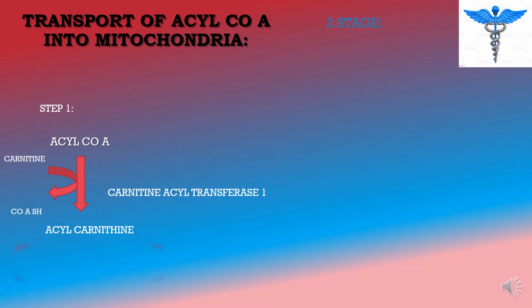In the cytoplasm, the acyl coenzyme A is converted into acyl carnitine by addition of carnitine and removal of coenzyme A thiol group. The step is performed by an enzyme called carnitine acyl transferase 1. Now once this is done, the acyl carnitine is transported into the mitochondria, and there the second step occurs.